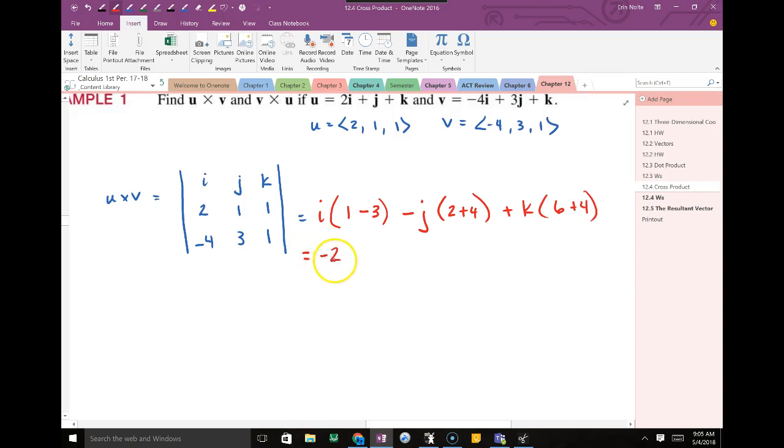So I'm going to put -2i because I like my variable pieces in the back. And then plus 6j, or minus 6j, and then plus 10k. You can leave it there, or you can throw it into component form if you want to. I don't care which way you leave it. I would say if you give me standard form, I call it right. Component form, it's fine.